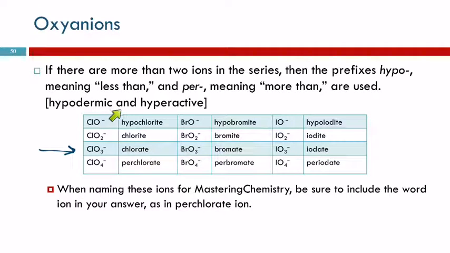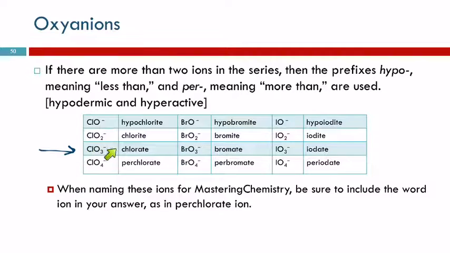The way I think of this is hyperactive, right? A hyperactive person is more active. So per means more. Perchlorate has more oxygen, chlorite has less, and hypochlorite has even less.